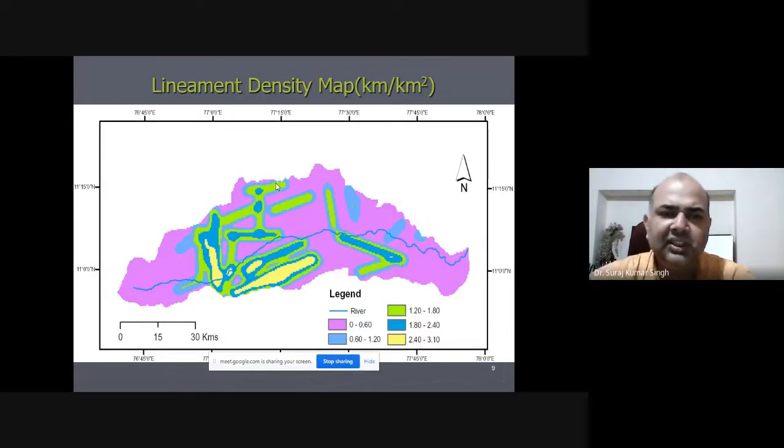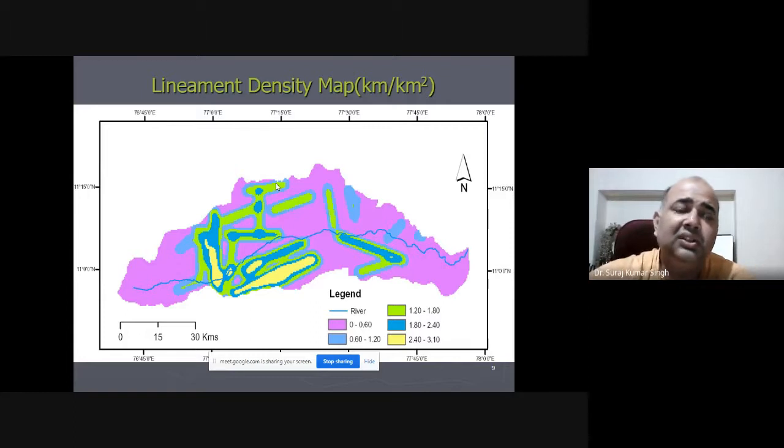Next comes lineament density. What does lineament density suggest? Lineaments are linear alignments of features where we'll be getting the highest possibility of water, because in hard rock terrain you have three different rock types: sedimentary, metamorphic, and igneous. Sedimentary rocks have high porosity and permeability. If they have different bedding planes, you'll get a good amount of recharge. But in hard rock terrain like igneous and metamorphic, the porosity and permeability is low.